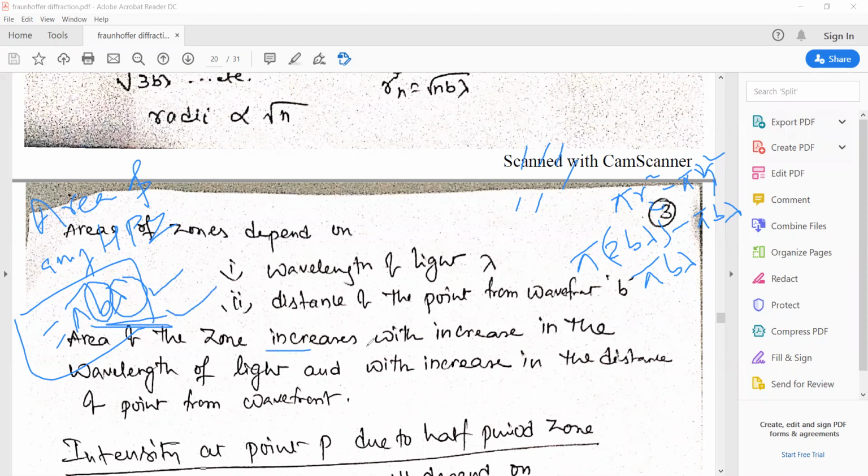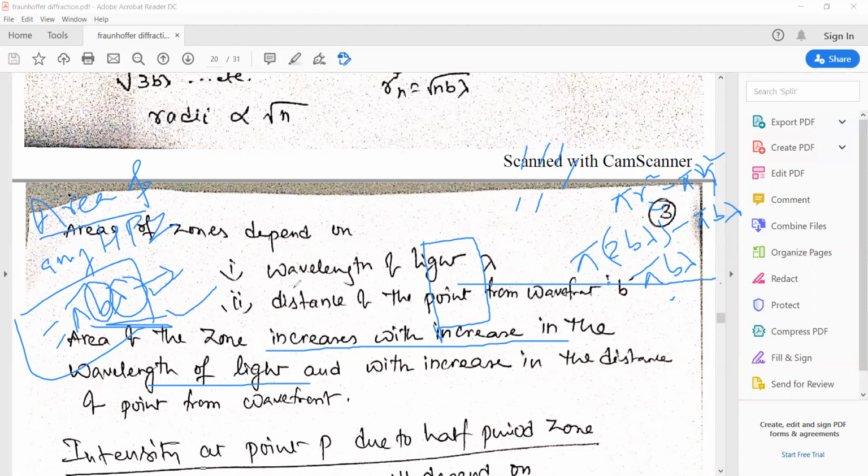The area of the zone increases with an increase in the wavelength of the light. If you increase the wavelength of the light, the area automatically increases. Similarly, if you increase the distance from the wavefront, so you keep the zone at very far distances, this is one point, this is a very far point, as you increase the distance, the area also increases.